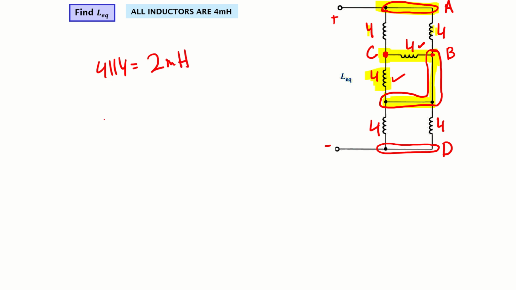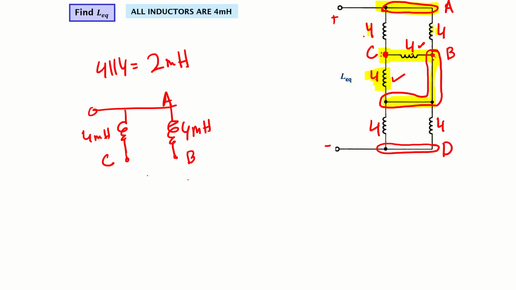If I redraw the circuit from the top, I have here 4 millihenry. This is node A, this was node B, and this was my node C. Between node B and C, the 4 and 4 become parallel, so 4 parallel with 4 becomes 2 millihenry. So I will put an inductor of 2 millihenry between node B and C, because they are in parallel. Now let's have a look at the next thing.